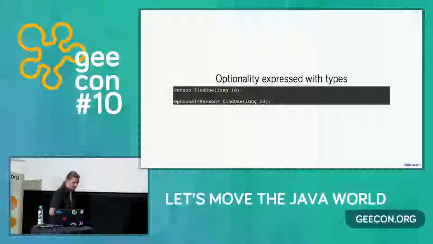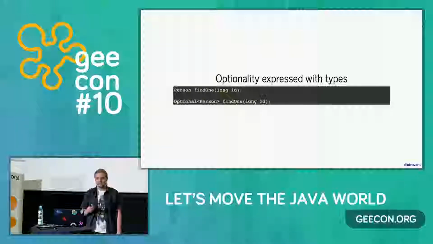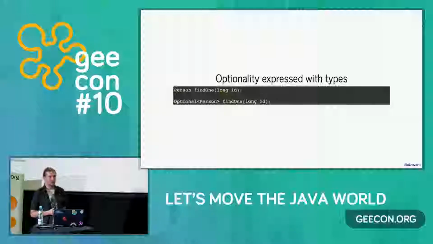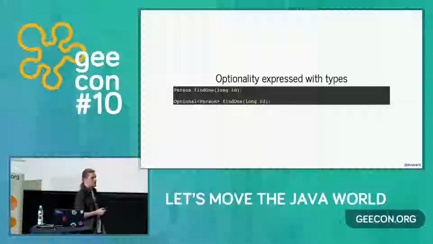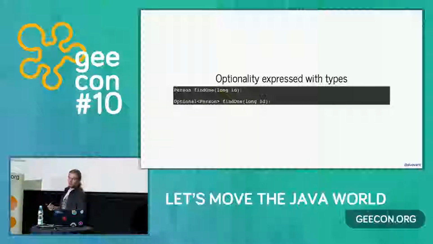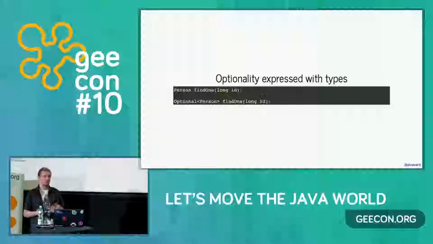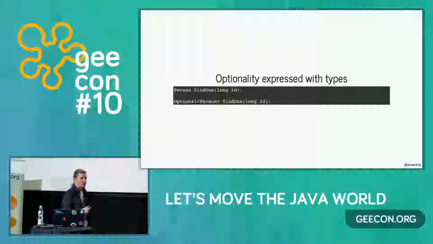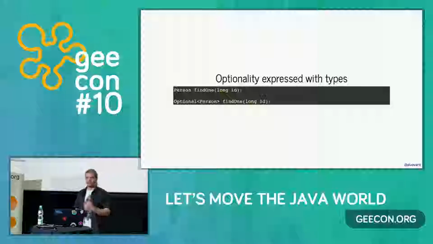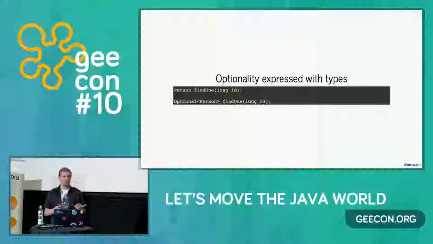So since Java 8, we started realizing that we can use types for representing different stuff. For example, types can be used for representing optionality. Instead of just returning a null pointer, you can wrap something in an optional and tell the consumer of your method that it's optional, okay, I need to handle that.